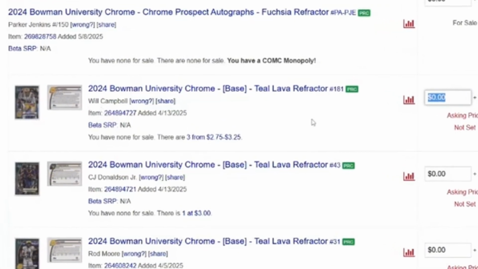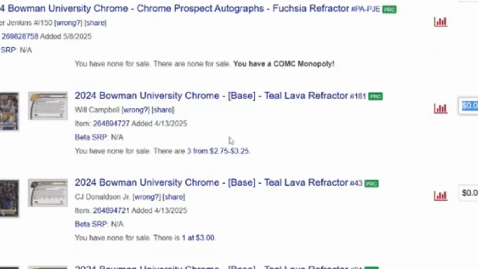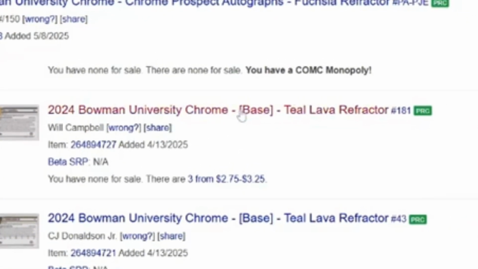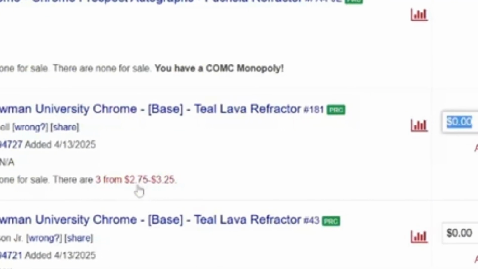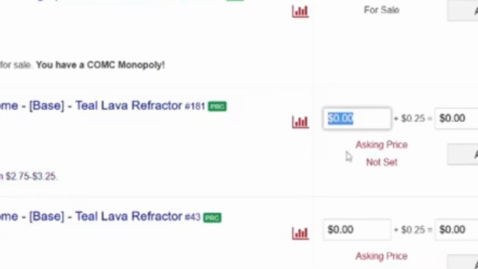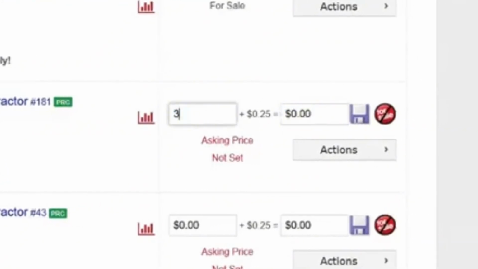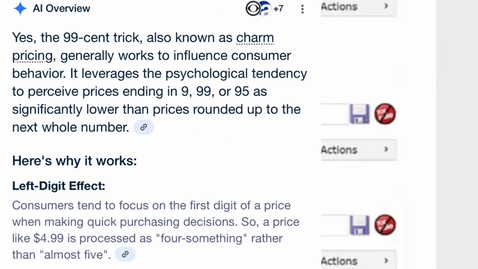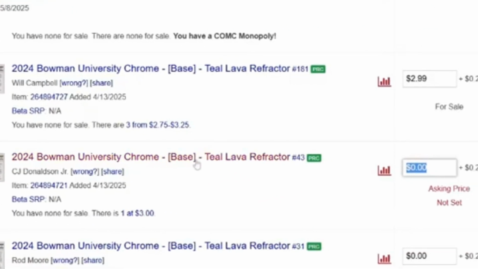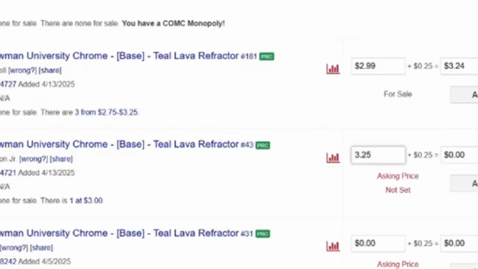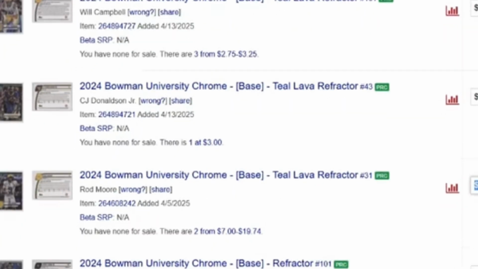Now, I did do a lot of college players just because it wasn't the right season, and I thought maybe if they do better later on, their prices can appreciate. It says here there are 3 for $2.75 to $3.75. So I'm not going to even look at comps for this one. I'm going to just do this one squarely in between at $3, or maybe I'll do $2.99 to express that it's a little bit cheaper, that 99 thing for market psychology. Here, CJ Donaldson, there's one at $3. So I will do mine at like $3.25. And let me do that for $3.50.